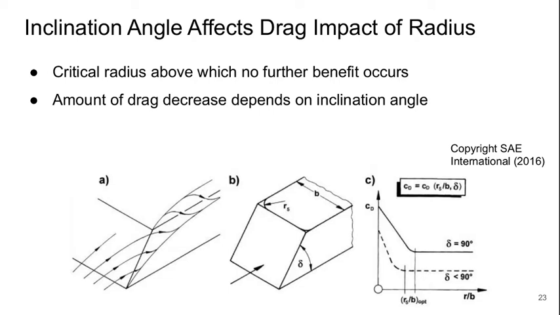The inclination angle of the windshield affects the drag impact of adding the corner radius as well. So these two things are coupled. There's basically a critical radius above which no further benefit happens, and the amount of drag decrease that you get from doing this depends on the inclination angle. So we can see that here on the right, that basically the drag coefficient saturates at some radius, and the radius depends on the inclination. And as we reduce the inclination, there's not necessarily quite as much benefit to be had, and we reach it at a lower radius.